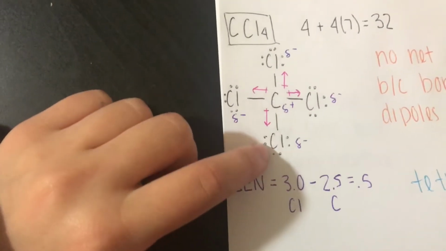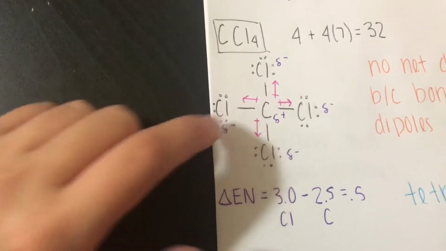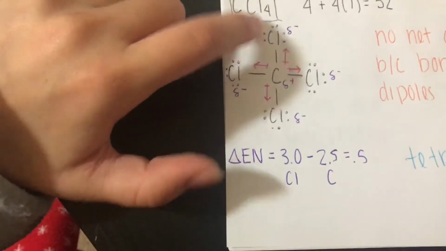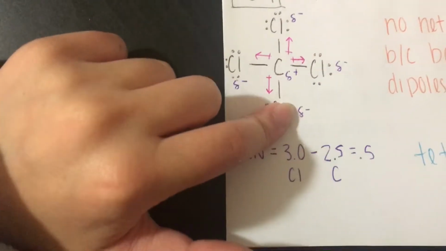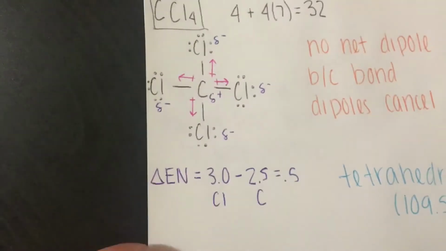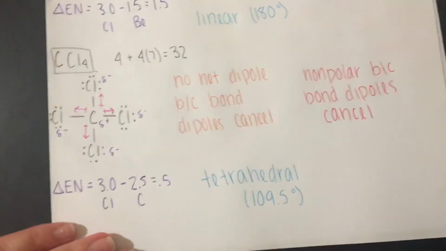The bond dipoles will be pointed towards the chlorine. And because all of the domains on the center atom are equal, there's no net dipole because the bond dipoles cancel, so therefore the molecule is nonpolar.